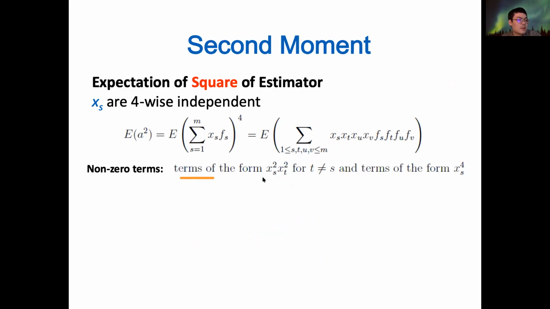So the terms that are non-zero are only two possibilities. One is X_s squared X_t squared. Another is X_s to the power 4. This is obvious: once you have a square, it's 1. All these are 1 because they are -1 or 1, and after squaring this becomes 1. Cubic is itself, and quadratic, or to the power of any even number, becomes 1. Any odd number becomes X_s itself.